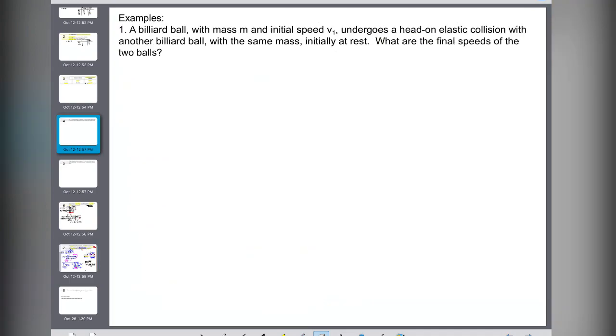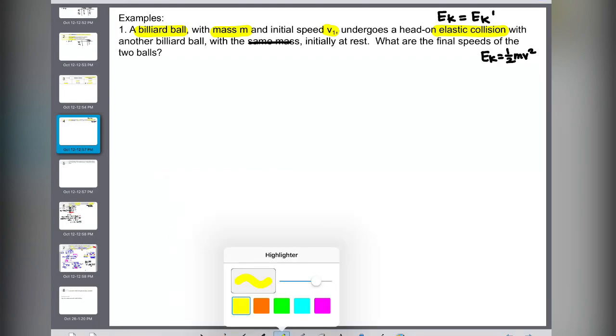Okay, so moving on to example number 1. I purposely skipped this because this one has a bit more math involved. They tell you that you have a billiard ball, mass m, initially v1, that undergoes a head-on elastic collision. You're going to recognize that when it says elastic, my initial kinetic energy equals the final kinetic energy. And don't forget, kinetic energy is half mv squared. It collides with another billiard ball of the same mass.